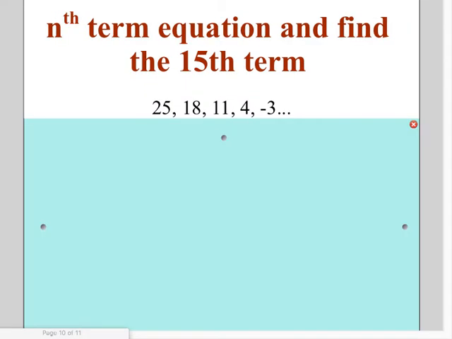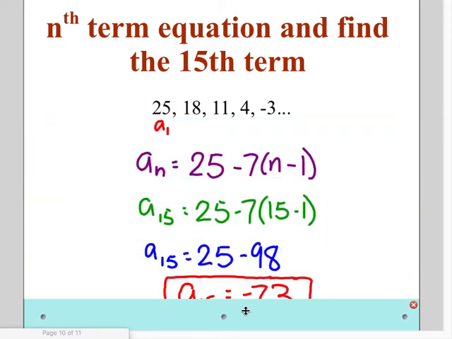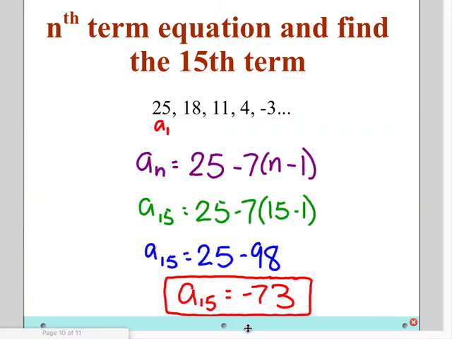Go ahead and try this one on your own, writing both the general equation and finding the 15th term. So we end up with an answer of A15 is equal to negative 73 with our common difference of negative 7. It was subtraction instead of addition. Our first term was 25. If you have questions about this or anything else from the lesson, please let me know when you get to class.